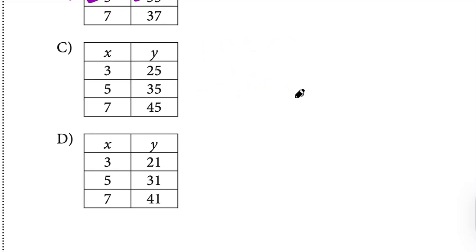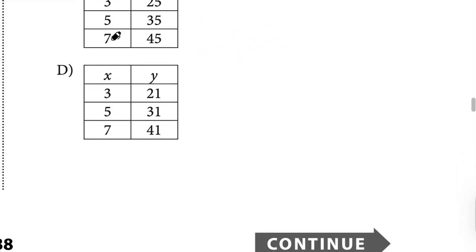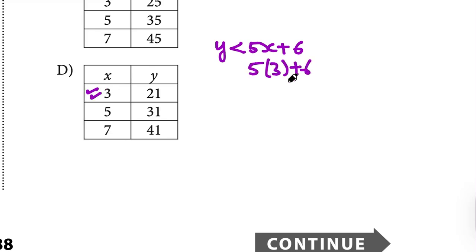Now let's come to D. D is y < 5x + 6. Okay, so I am checking for the first one. 5 times 3 plus 6. This is 21. So 21 is equal to 21, not less than. So D is also not the right option.